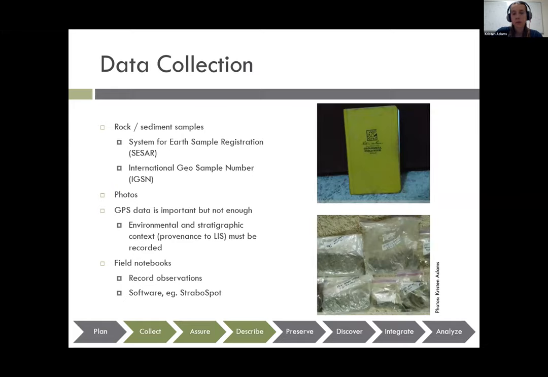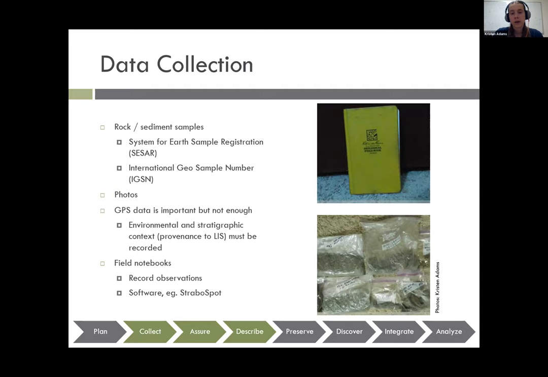Moving on to data collection. When geologists are out in the field, they do a lot of data collection in a lot of different ways. The rocks and sediment samples are one thing that they collect. If you go back into the lab, you're going to want to have those. And if you're doing a data management plan that requires that maybe your specimens have unique IDs on them, there's a couple of different registrations that you can do for those, the SESARs and the IGSNs. You're also going to collect some photographs and some GPS data. The GPS data is really important, but that's typically not enough. If you're at an outcrop, then the rocks at the bottom and the rocks at the top are different stratigraphically, so you need to record that as well.